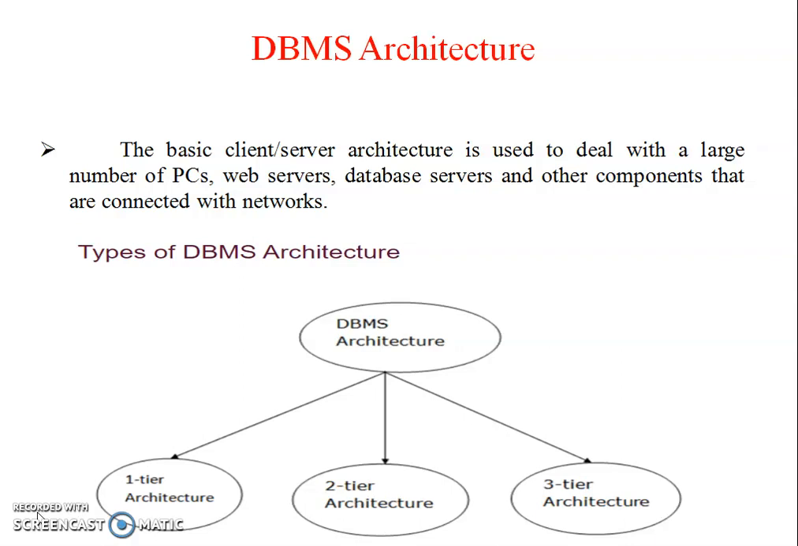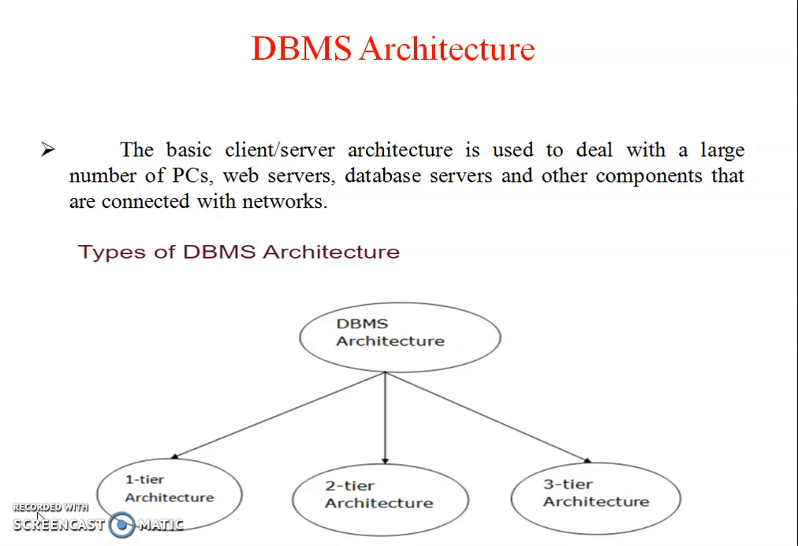There are following types of database architecture: one tier architecture, two tier architecture, and three tier architecture. Database architecture can be seen as a single tier or multi-tier, but logically, database architecture is of two types. First one is two tier architecture and second one is three tier architecture. Now, what happened in first tier architecture?